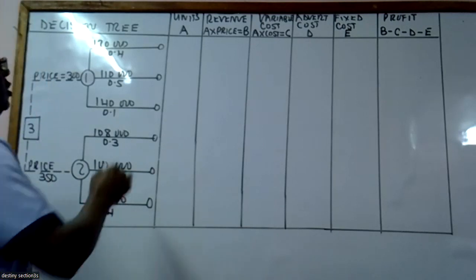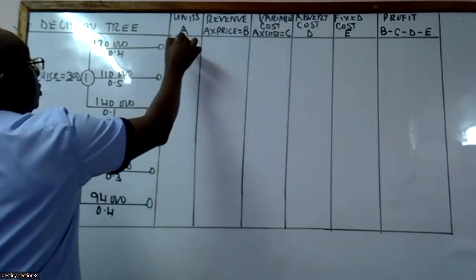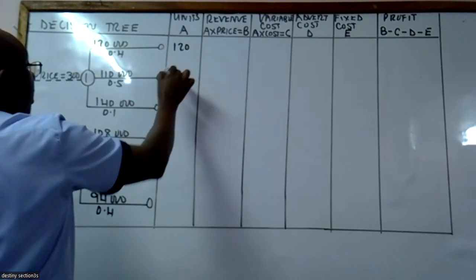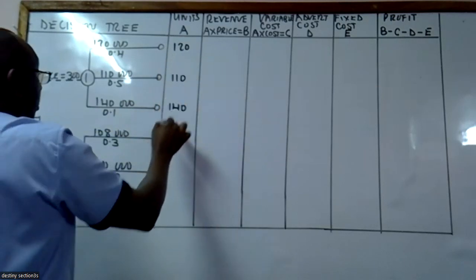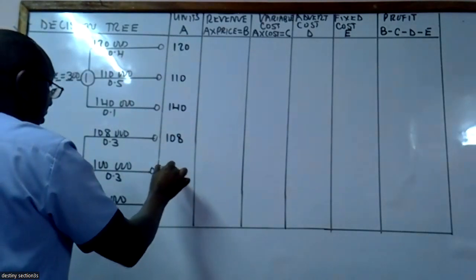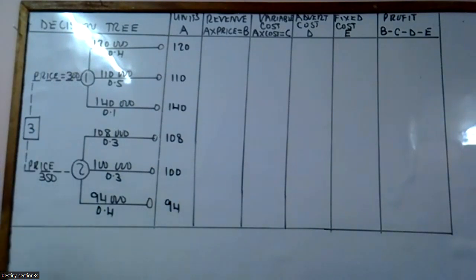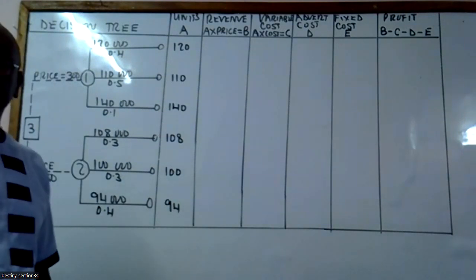So we can put the units and we just put them in thousands. This is 120, this is 110, this is 140, this is 108, this is 100, and this is 94. We can put them that way to make our work easier.